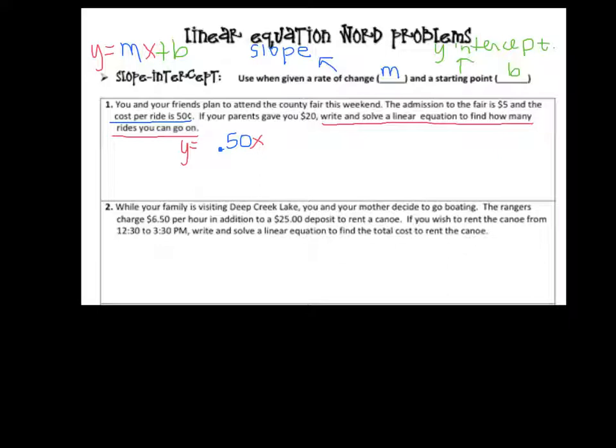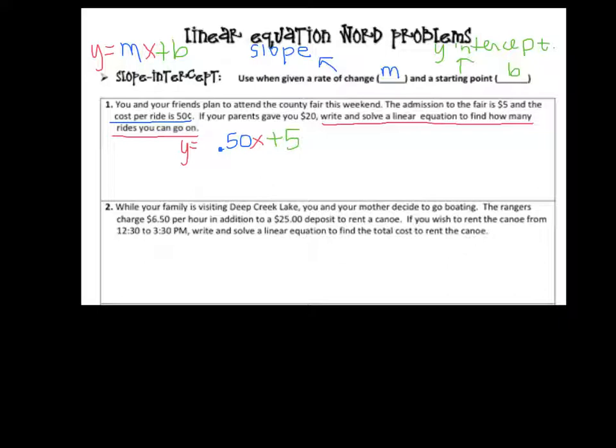Then up here, it told me that the admission to the fair is $5. So in class last week, we talked about that a starting fee or a setup fee or an upfront fee, something like that, that's when somebody is charging you something before they provide services. So here, just to get in, it's $5 before you do anything. So that is your y-intercept. That's the amount you have to pay up front. Okay? So I have my equation. I have y equals 50 cents times x plus 5.